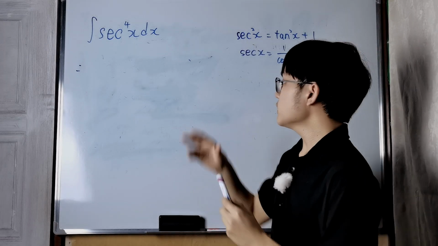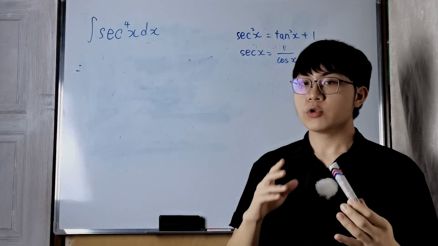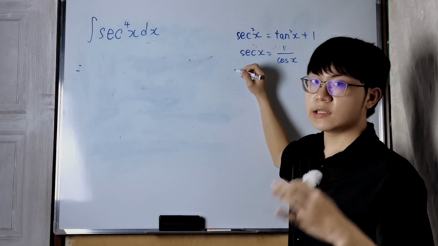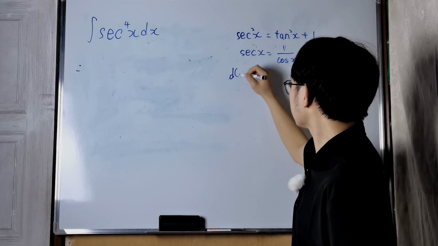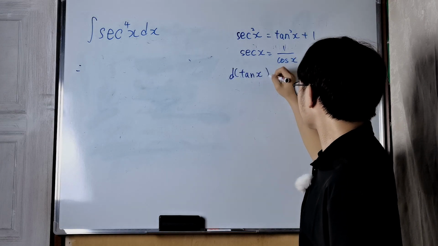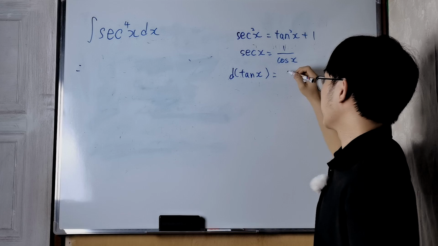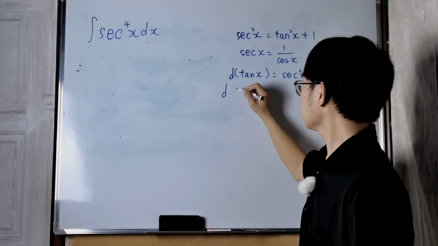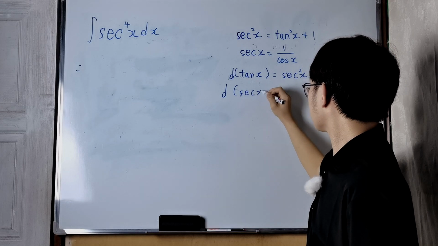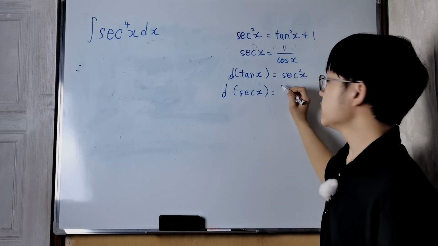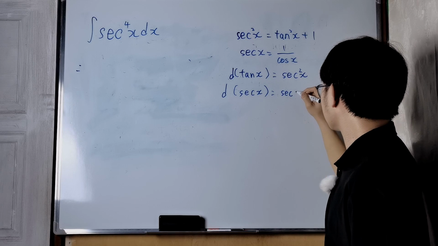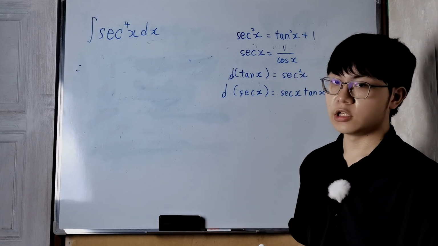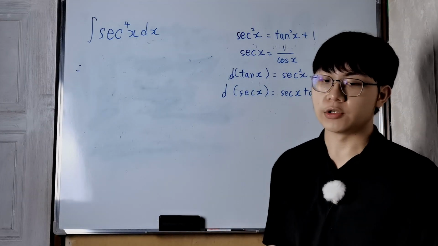In addition, this is an integral question, so we need to know the differentiation. So let's say we differentiate tangent, and we get secant x squared. If we differentiate secant, we get secant and tangent. So these are some important ingredients we need to solve the question.